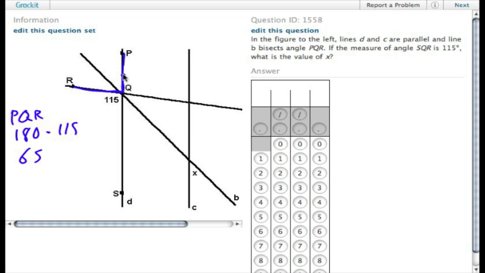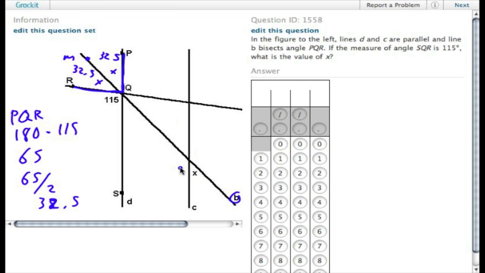as a whole. Now, we know that this line B right here, this one going diagonally, bisects PQR. So each of these individual angles are going to be the same value, and they're going to be 65 divided by 2. That is 32.5. So let's label this M. PQM is 32.5, and MQR is 32.5. So let's look at this angle here.